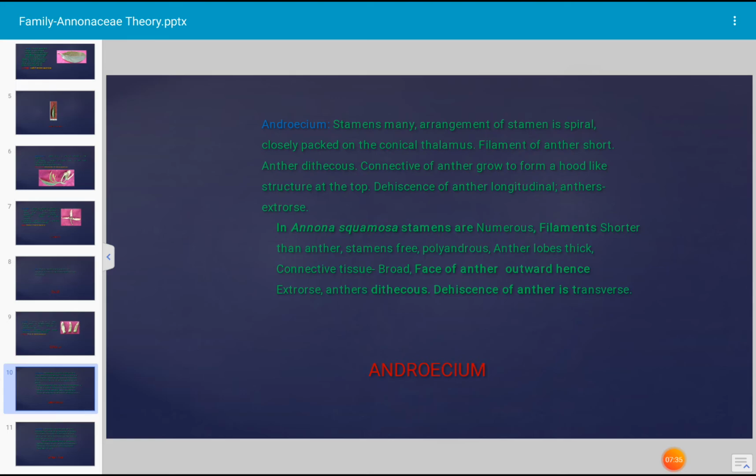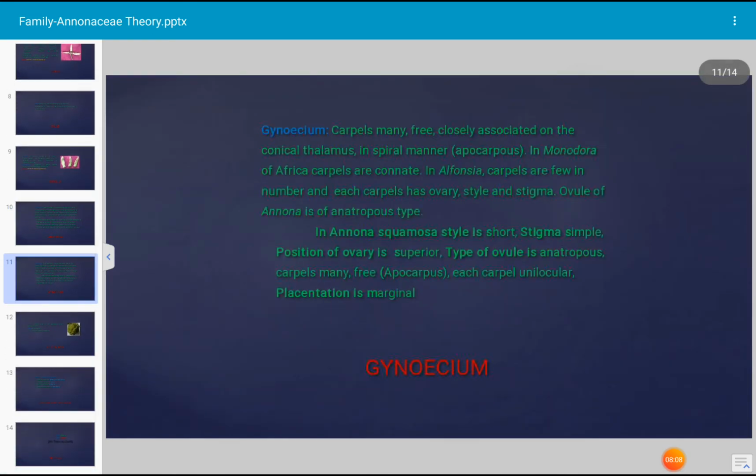In Annona squamosa, stamens are numerous, filaments shorter than anther, stamens free. Free stamens are described as polyandrous, and anther lobes are very thick and connective tissue is broad. Face of the anther is outward, hence extrorse. Anthers dithecous. Dehiscence of anther is transverse. These are the characteristic features of Annona squamosa. Let us see how is the gynoecium, or female part of the flower, in the plants of family Annonaceae.